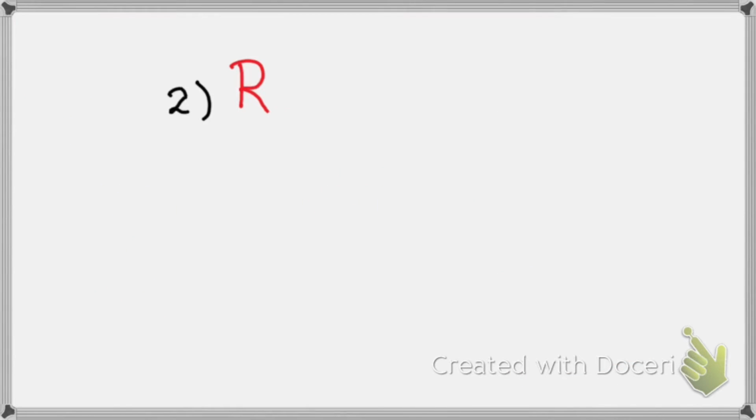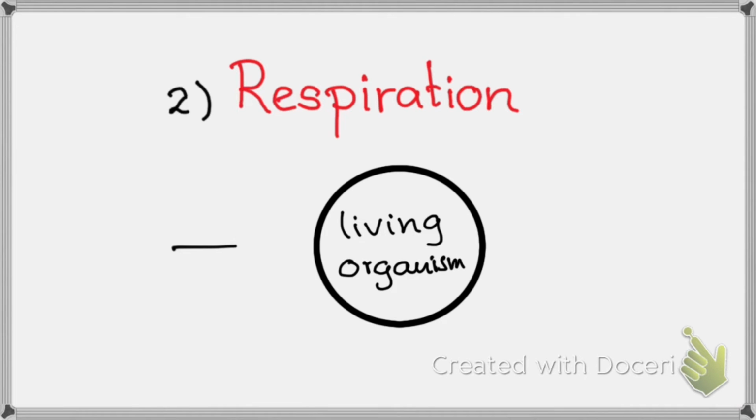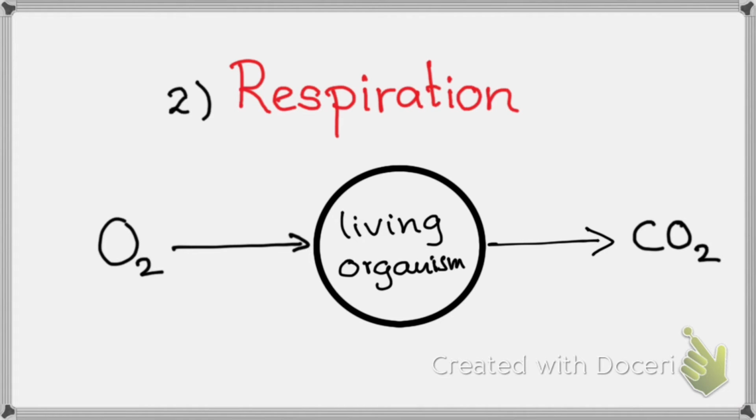The next characteristic we can take is respiration. All organisms do respire. Normally we know that living organisms intake oxygen and release carbon dioxide. That is the simple respiration. So they do respiration. Then the next one is excretion.